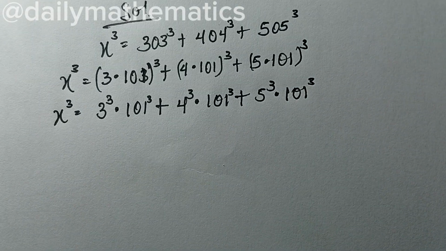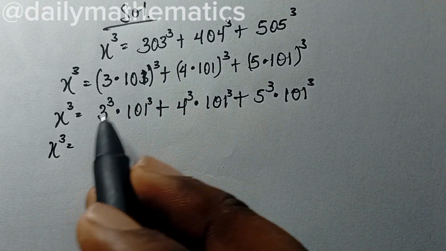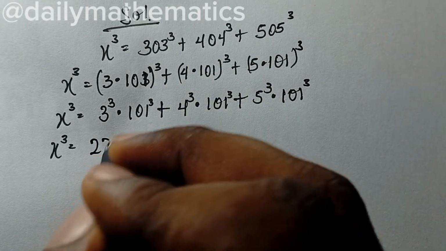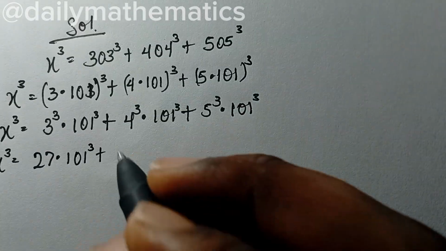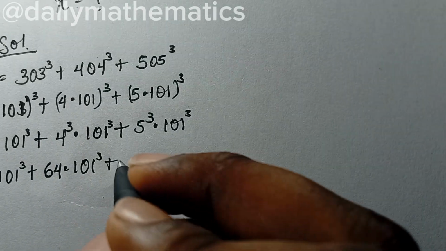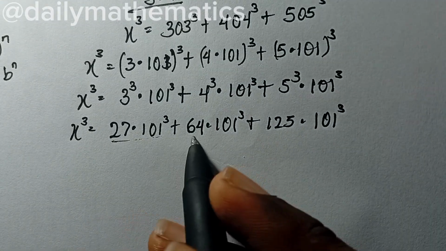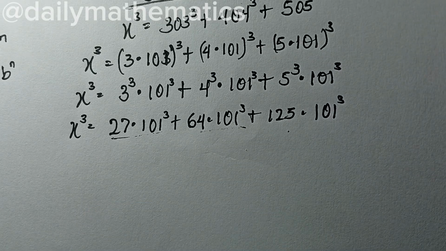All right, so what are we going to do next? We have x raised to the power of 3 equals 3 cubed, that's 27, multiplied by 101 raised to the power of 3, plus 4 cubed, that's 64, multiplied by 101 raised to the power of 3, plus 5 cubed, that's 125, multiplied by 101 raised to the power of 3. Looking at this, we can see something common, and that is 101 raised to the power of 3.